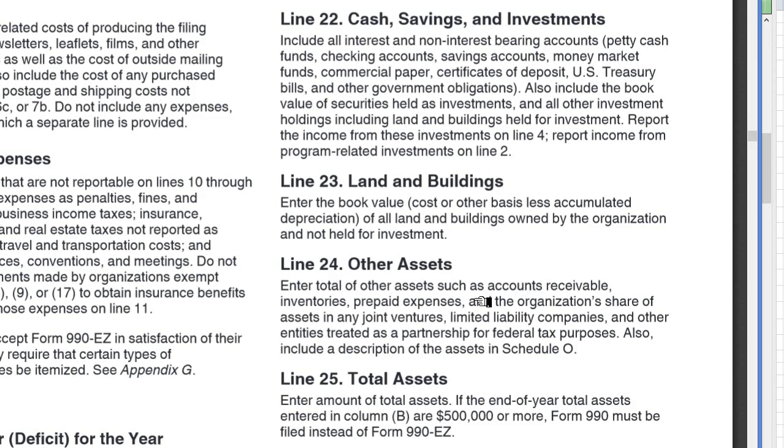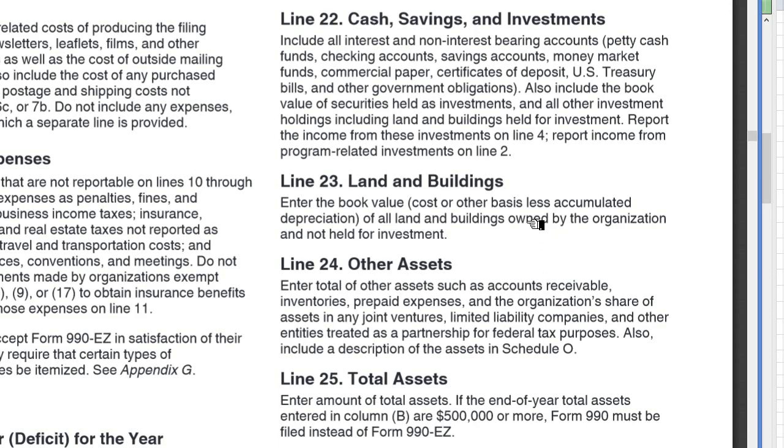So where does it go? Well, I'm going to say it probably goes on line 24, other assets, because they are very specific here on line 23 that this should be land and buildings. It isn't clear, and it would seem to me that if the IRS cared where you put it, they would tell you where to put it, but they don't. So you just have to kind of figure it out. I find it rather bizarre, but that's the way it is.